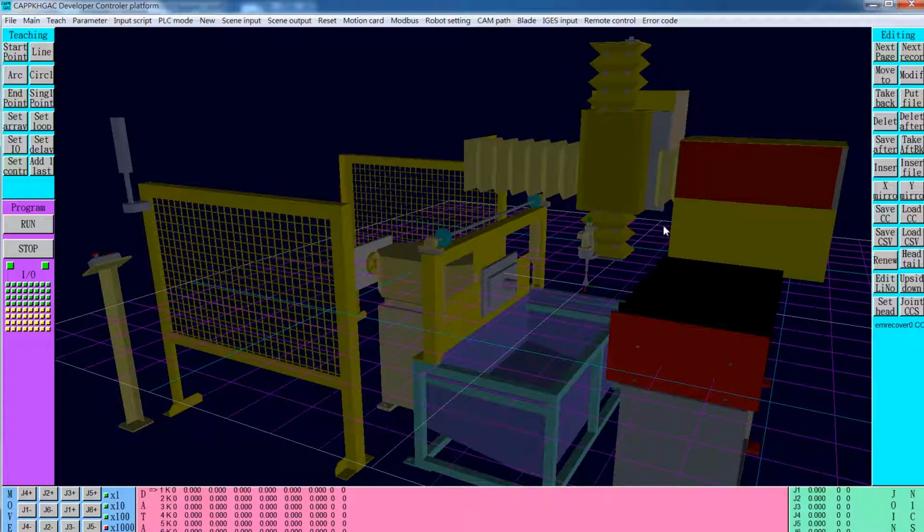Reset. Go back to orientation. Now scene creation is fully introduced. The end of the demonstration.